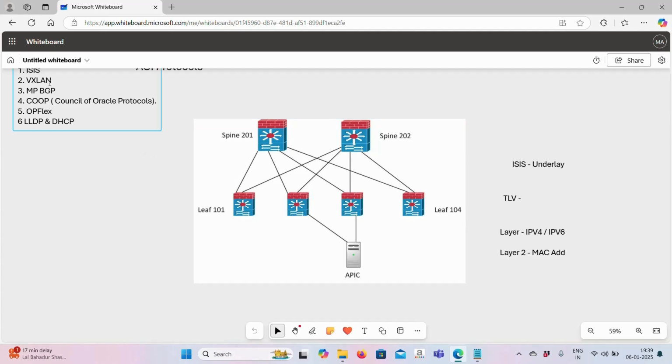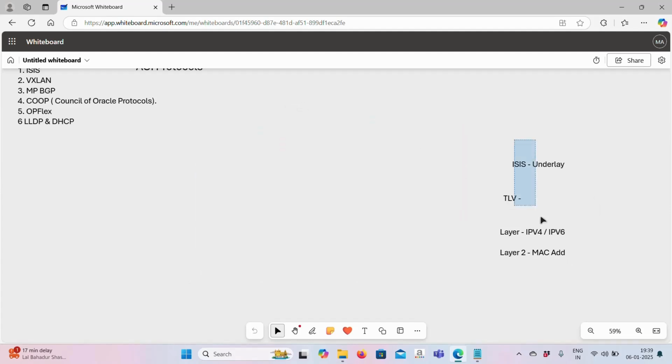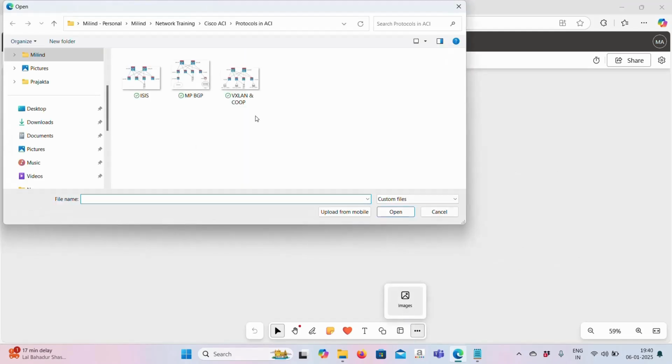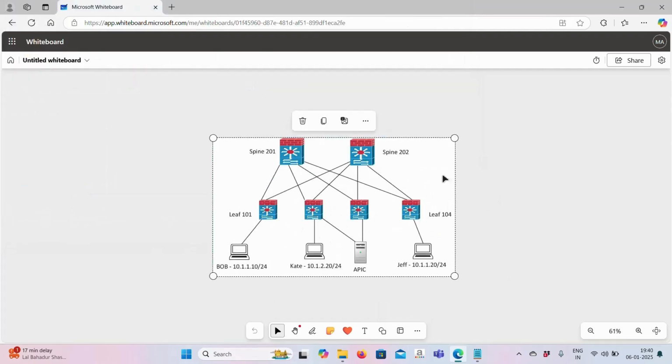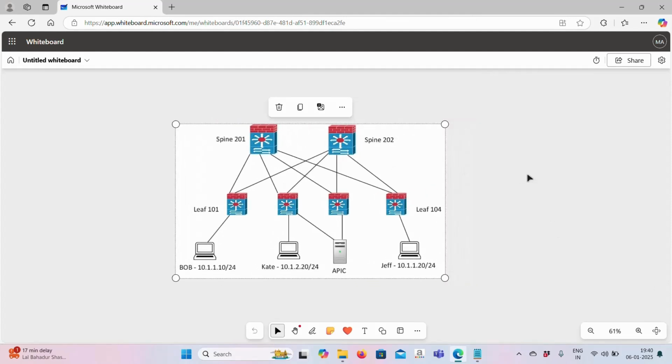So on top of ISIS, the next protocol we have is VXLAN. So let's understand about VXLAN, guys. Let me clear my whiteboard to explain you about the VXLAN protocol. Okay, this is the same diagram. I have just added a couple of endpoints here for easier understanding, so that I can explain in a better manner.